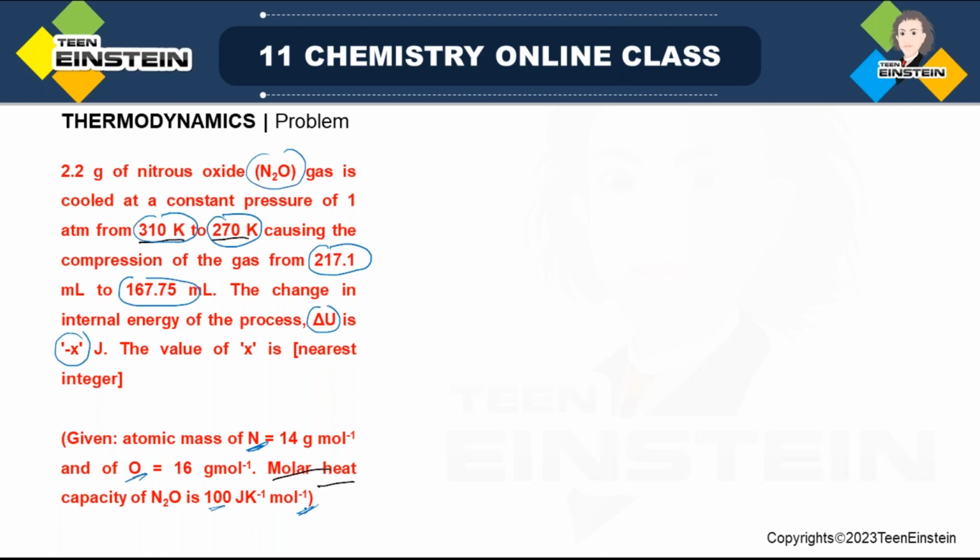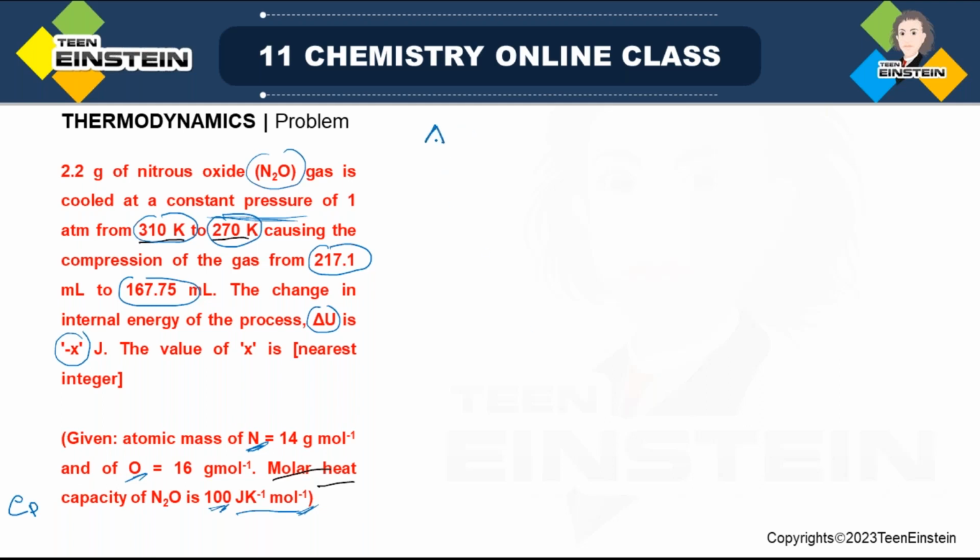So as it is molar heat capacity, just look at the unit. It is joule per Kelvin per mole. Even if it is not mentioned as molar heat capacity, just looking at the unit, you will be able to understand that it is 100 joule per Kelvin per mole. And as it is already mentioned here, constant pressure. Look at the line carefully. It is already mentioned constant pressure. That means this value you can consider as if it is Cp. So we have to find del U.